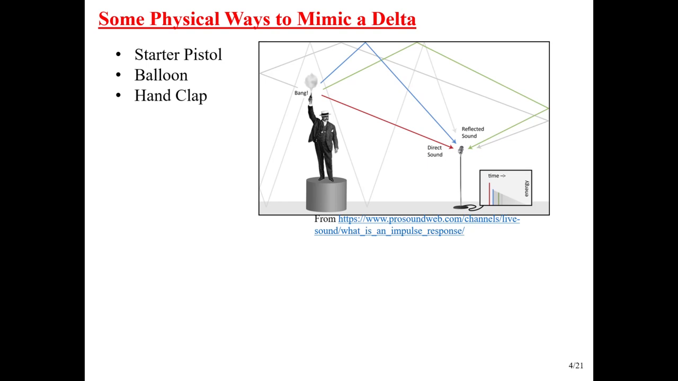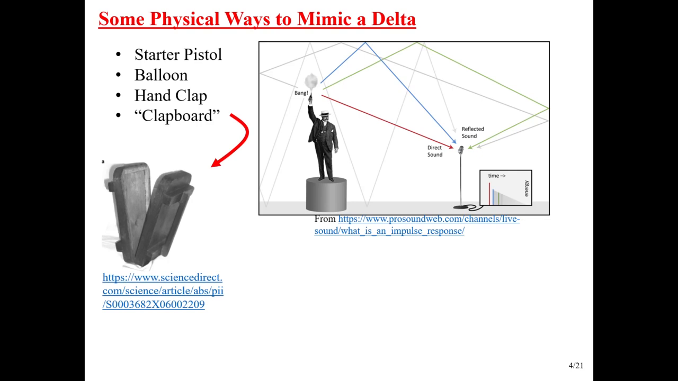A hand clap. You could just walk into the room and clap your hands. So I often do that when I go into a room and I want to get a sense of what the acoustics are like in this room. You just clap your hands and you hear the echoes. So you could do that.